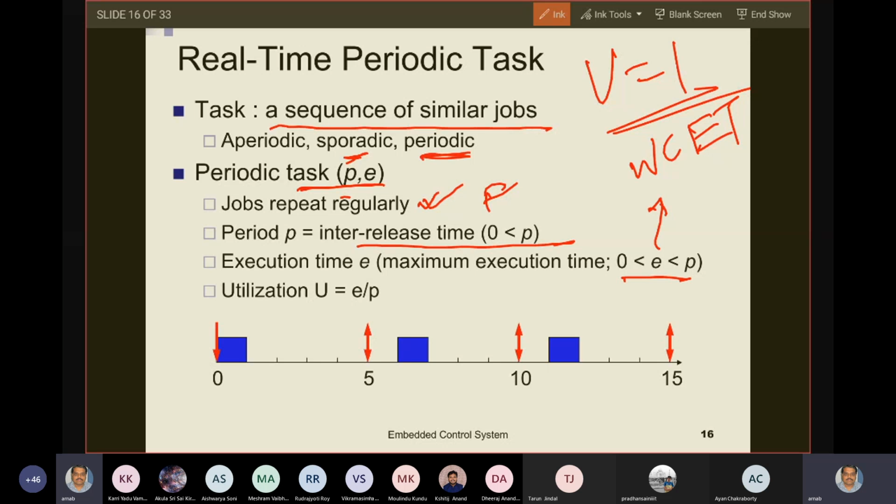So E by P, or utilization, tells me what part of the capacity of one processor I require for this task. How much resource should I reserve for this task? How much resource does this task need from my processor? This is E by P. So E by P part of one processor is required for this task, because the worst case execution time is E and the task must repeat every P. If you have understood this notion, we go into scheduling.